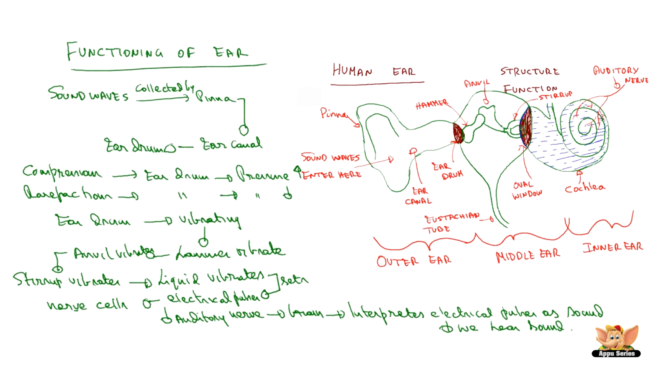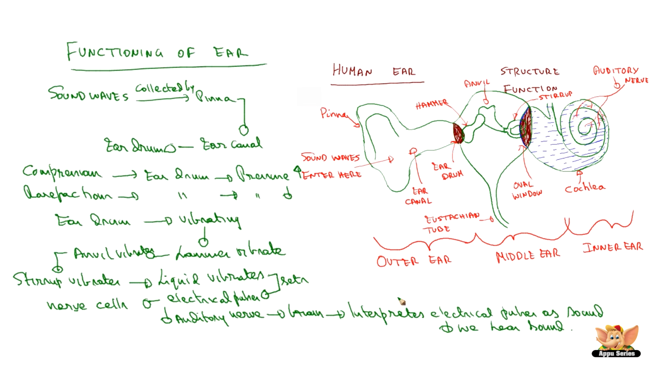Once the eardrum vibration happens, because it is in touch with the tiny bones which are interlinked, the tiny bones start vibrating: hammer, then anvil, then stirrup. Now the stirrup is in touch with the membrane of the oval window. So the membrane starts vibrating, so the liquid vibrates. The liquid inside the inner ear starts vibrating. The liquid contains nerve cells, so the vibration sets electrical pulses in the nerve cells, and the auditory nerve will carry these pulses to the brain.